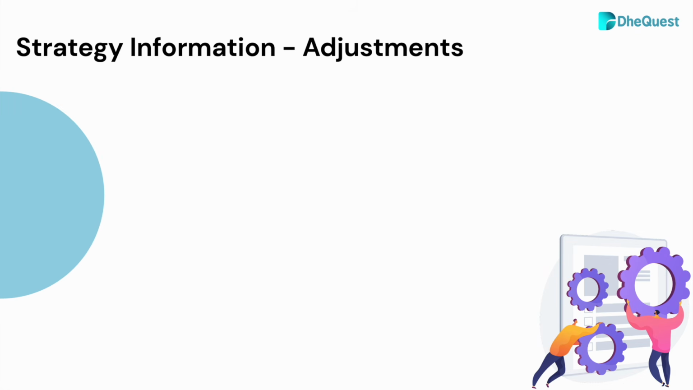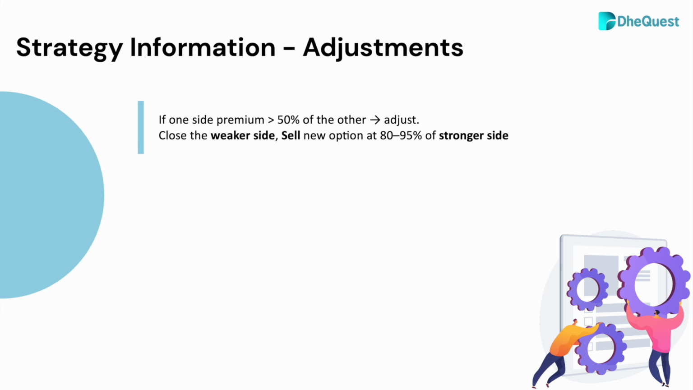So the last part is adjustments. Market never stays steady, right? So we need some rules for those times when one side premium starts getting too heavy. These rules basically keep the strategy flexible. The first rule is simple. If one side premium goes more than 50% compared to the other side, we just adjust it.